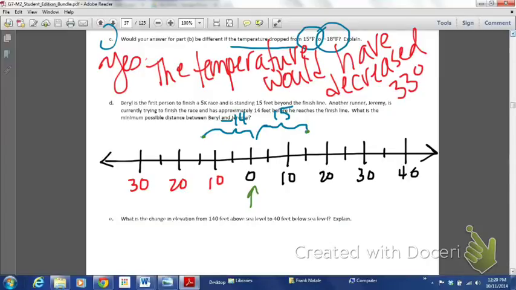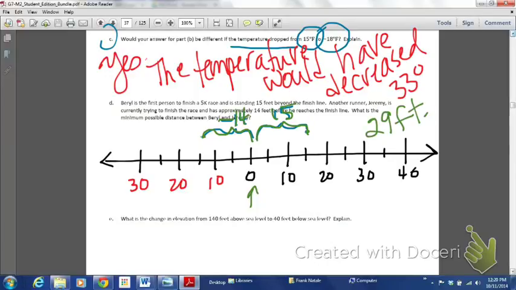So what is the minimum possible distance between Beryl and Jeremy? Now we have right here Jeremy, who still has 14 feet to go. So that's a negative 14 on that side. He's 14 feet away from the finish line. And then Beryl is 15 feet beyond the finish line, just standing around waiting. If we look at that, we can see that the distance actually is 29 feet.